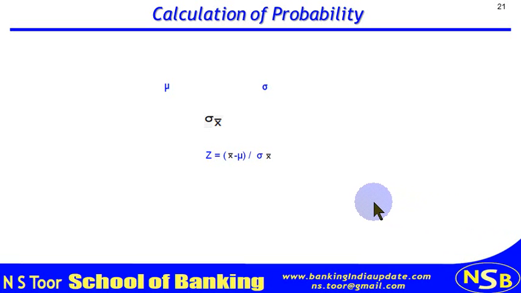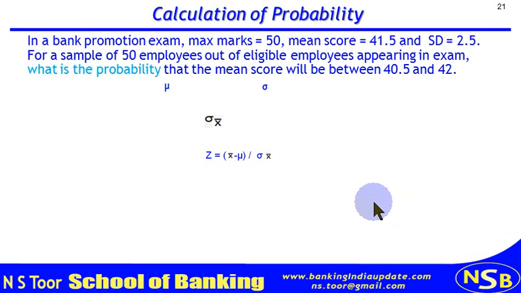We shall discuss calculation of probability, and this we are going to do with an example. In a bank promotion exam with maximum marks 50, mean score 41.5 and standard deviation 2.5. So this is information relating to all eligible employees who appeared in that exam.